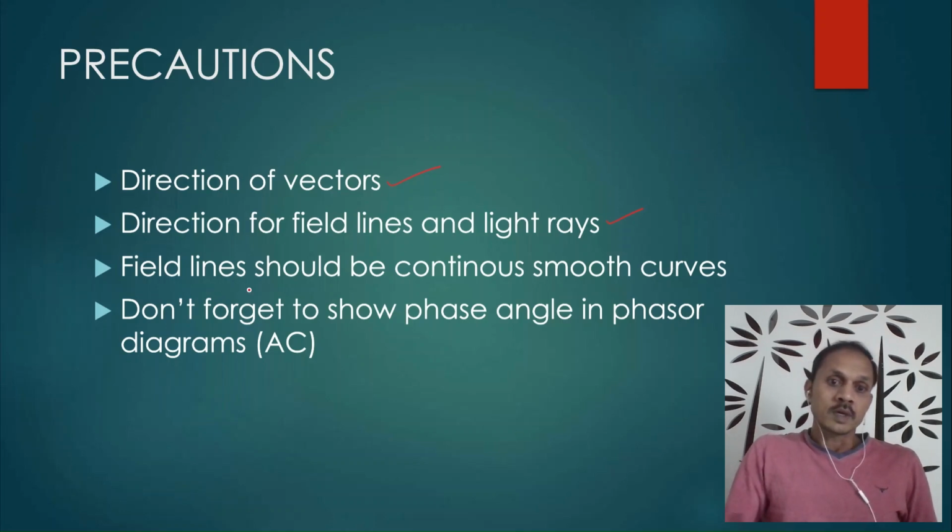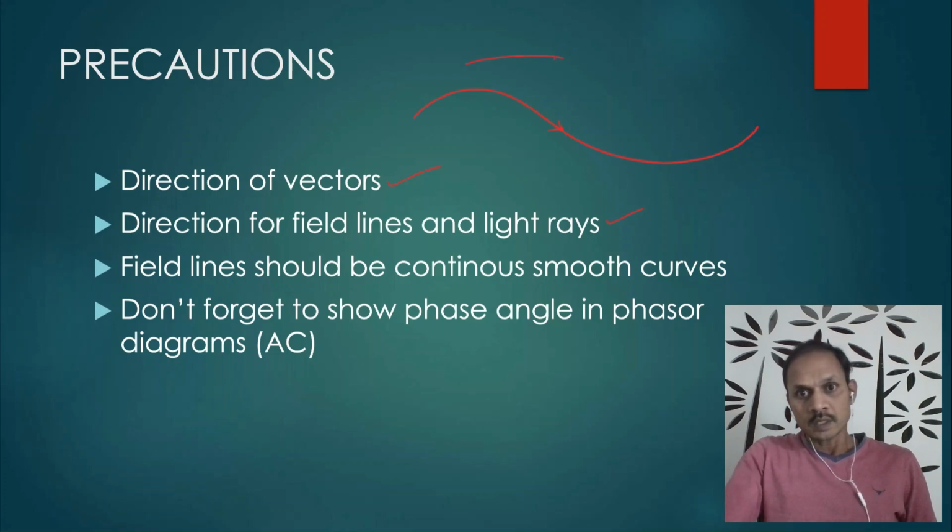Similarly, field line should be continuous curves. For example, if I am drawing a field line, I should go at a single stroke like this with a proper direction. Okay, some people draw in this way to get proper shape. Don't do this. That is not correct. Okay, you know it should be a smooth curve and a continuous curve.